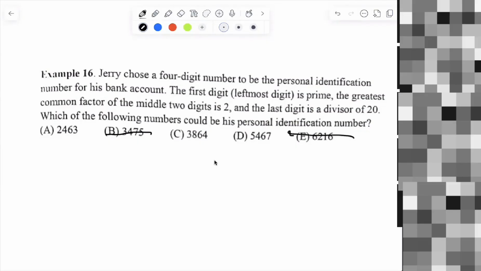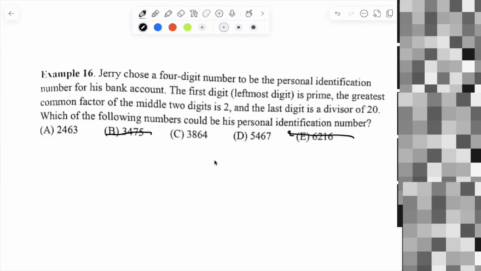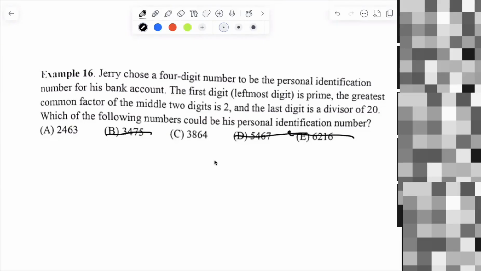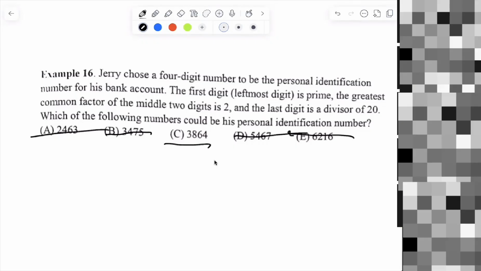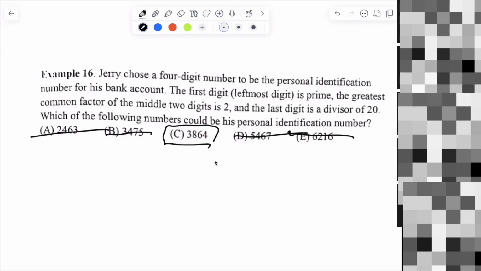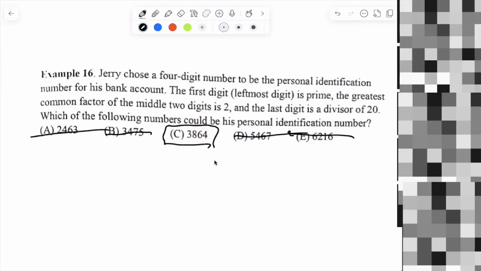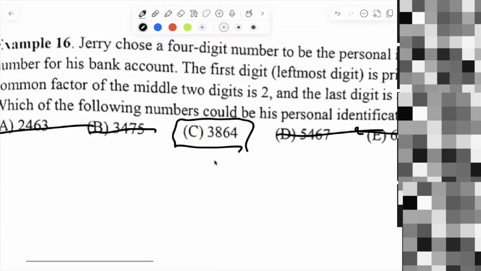And the last digit is a divisor of 20. 7 is not a divisor of 20, 4 is, and 3 isn't. So we're left with C, so the answer to this question is just C. Chances are it's not his bank account number.